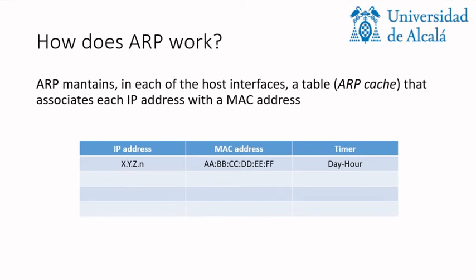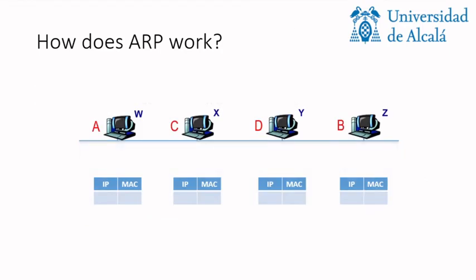Each host interface usually has a table, also known as ARP cache, that contains the IP address and its associated MAC address. This table also has a timer for each table entry, as we can see here, but we will simply ignore it for the simplicity of the explanation. Let's see how this table is populated in the following example.